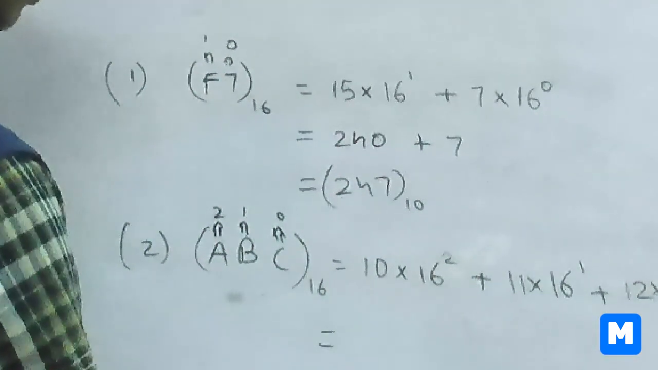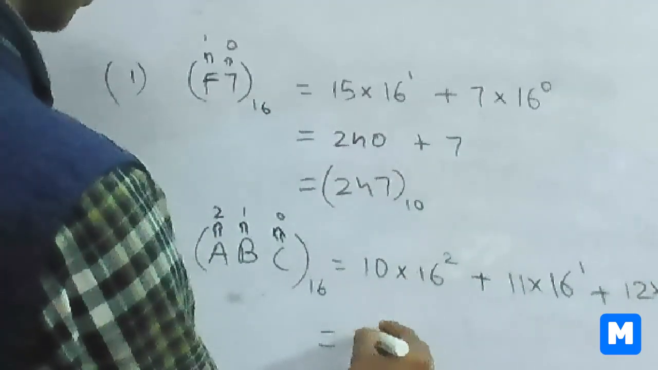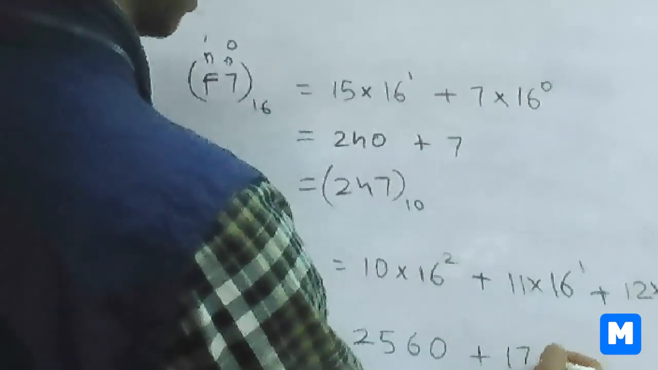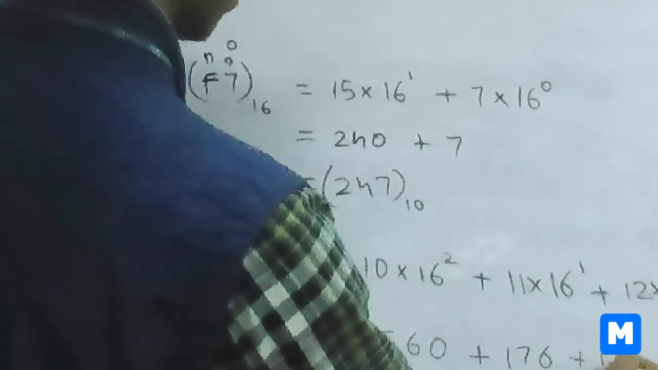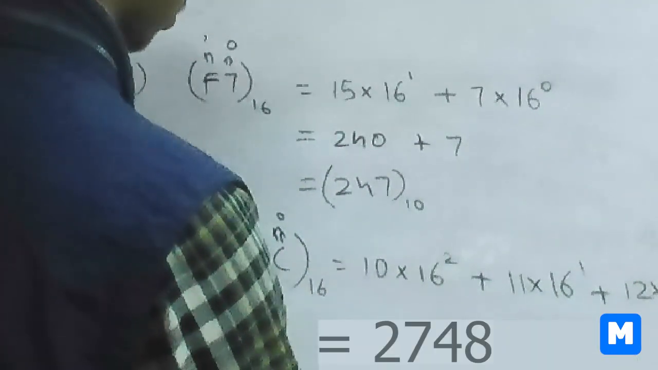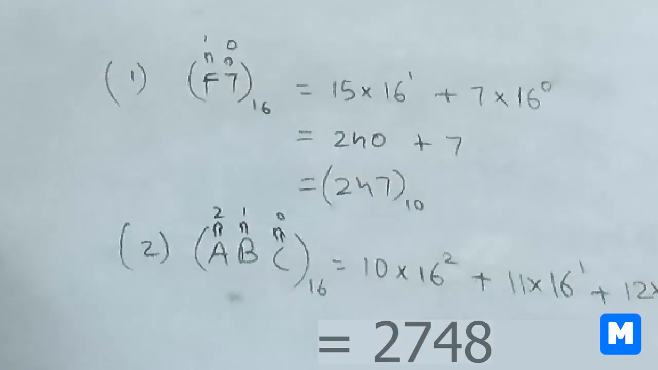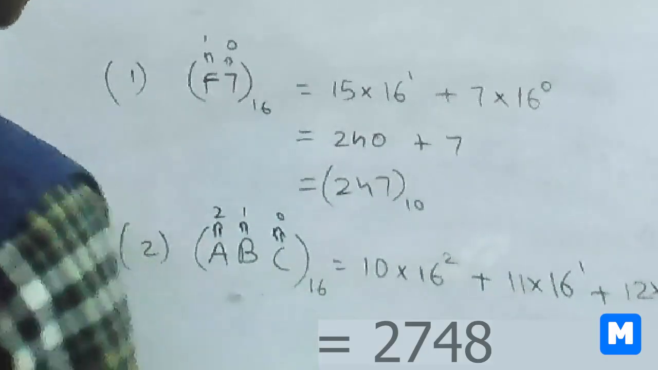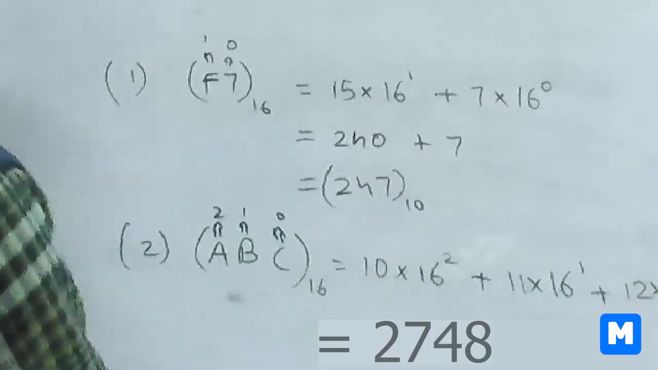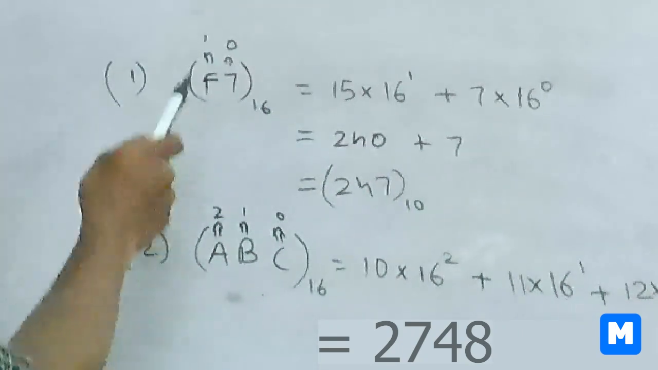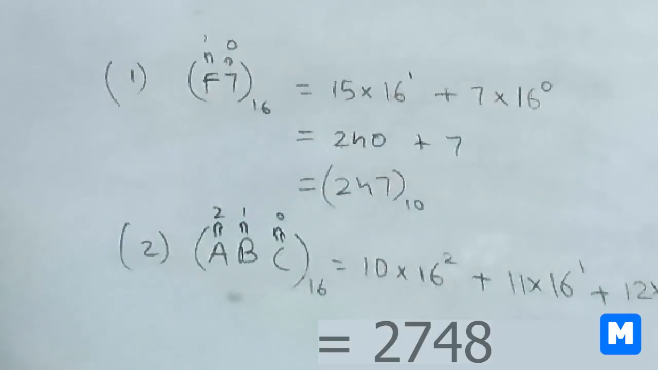So we can calculate. This is 2560 plus this is 176 and this is 12. So the sum of these will be 2748. So this will be in your decimal system. So ABC in your hexadecimal system is 2748 in your decimal system. So we have successfully learned how to convert from hexadecimal to decimal. We've used F7 and ABC as examples.